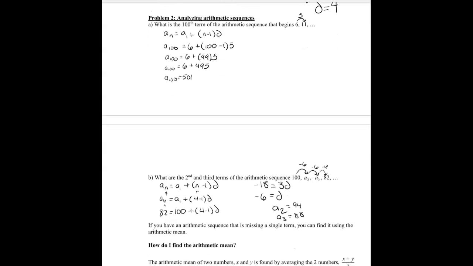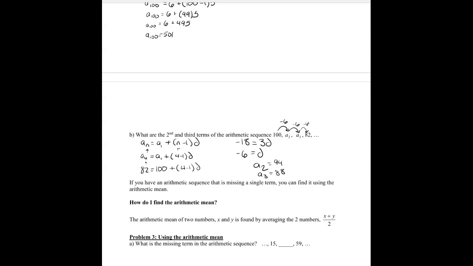Cool beans. Alright, if we have an arithmetic sequence that's missing a single term, we don't have to do all that. We can use something called the arithmetic mean. The arithmetic mean of two numbers, x and y, is found by averaging the two numbers. Alright, and we will do that in the next video.